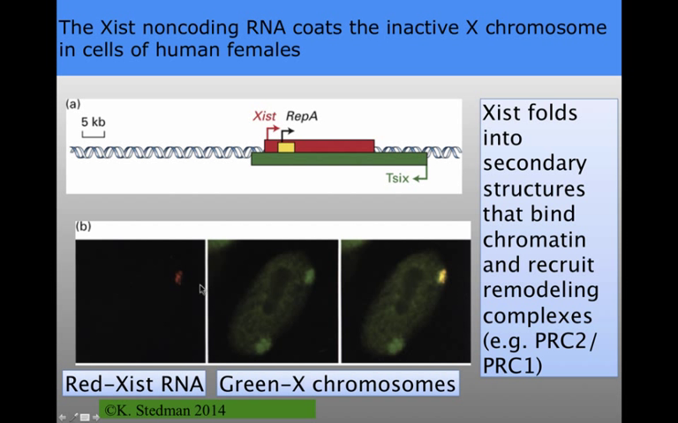Here are some fluorescence microscopy images. If you just look at XIST RNA, now this is in an already compacted chromosome. Now you look at the X chromosome itself. This cell now has two X chromosomes. XIST is associated with one and only one of them.